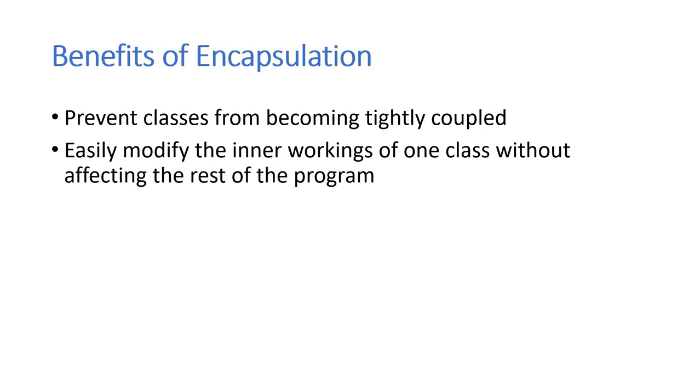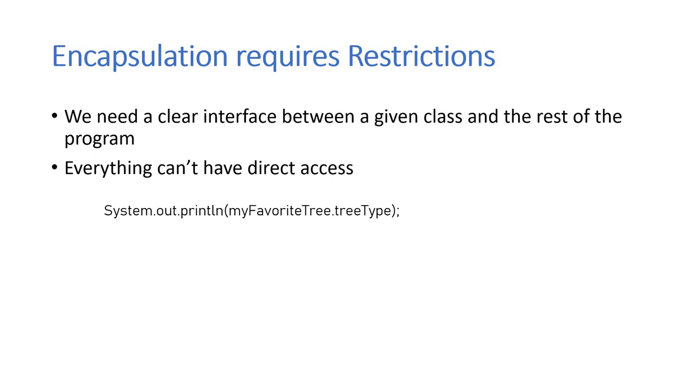One benefit is we can prevent classes from being tightly coupled. This means we can easily modify one class, either in the data it contains or its behaviors, without affecting the rest of the program. However, this can only happen if we have a clear interface between the class and the rest of the program. Everything can't have direct access. We will need to restrict some of the components of a given class.